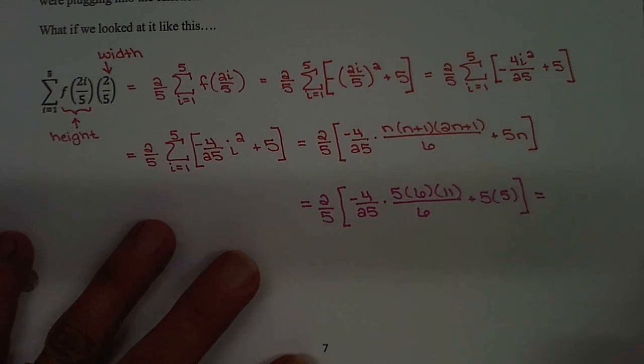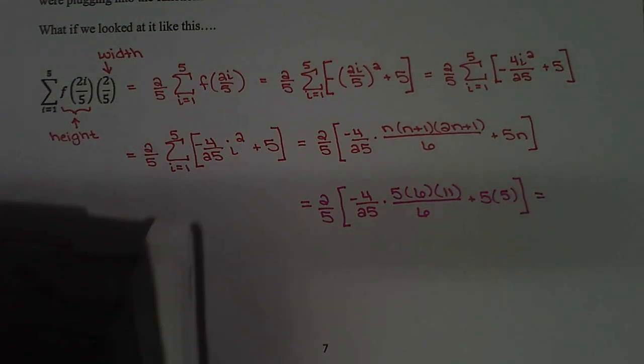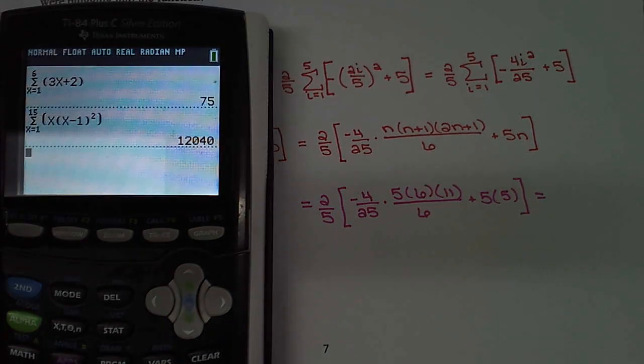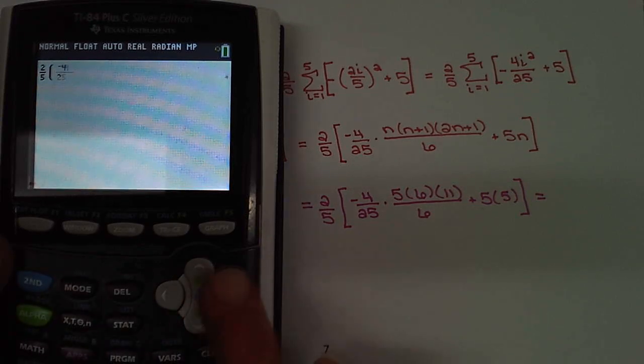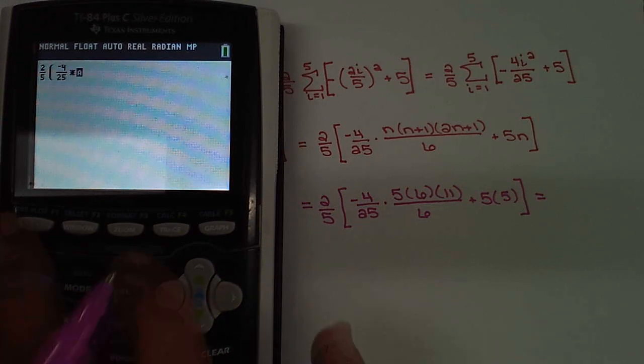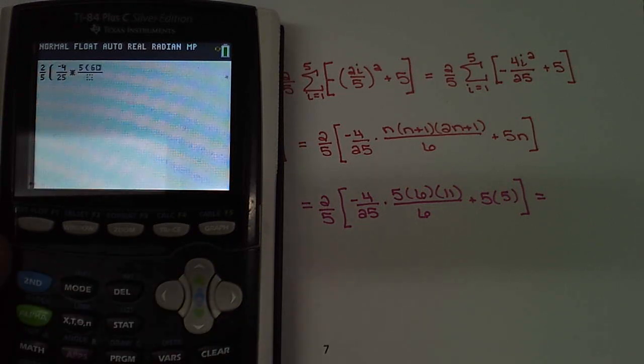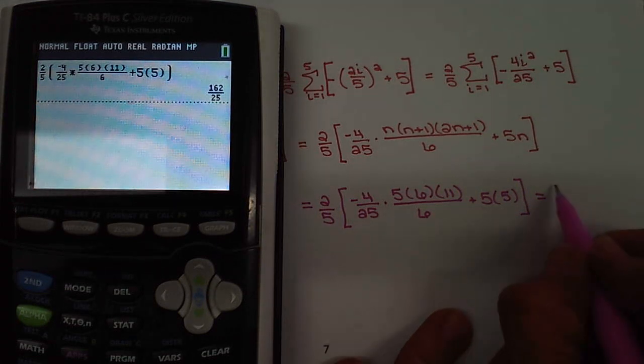And now if we plug all of this into the calculator, since you guys are able to do stacked fractions on your calculator, we should be able to plug this in exactly like it looks, and it will end up spitting out a fraction for us for our answer. So 2/5, negative 4 over 25 times 5 times 6 times 11 over 6 plus 5 times 5. And it gives us 162 over 25.